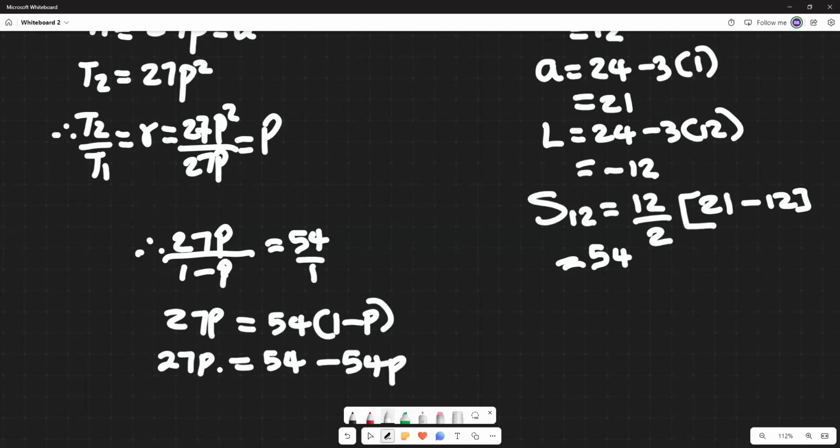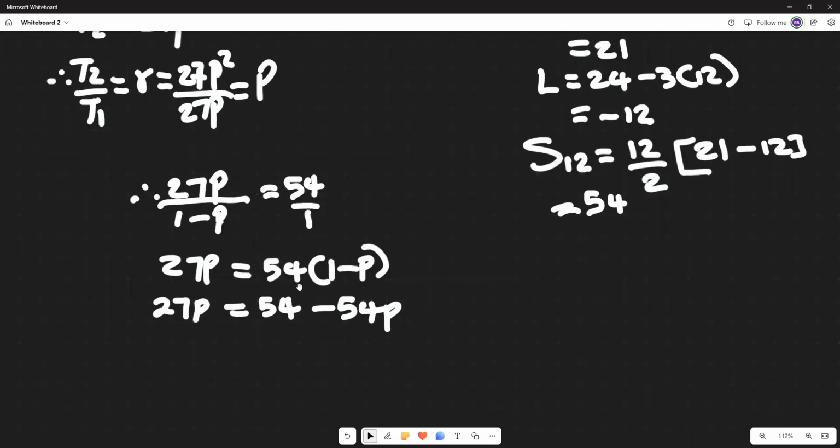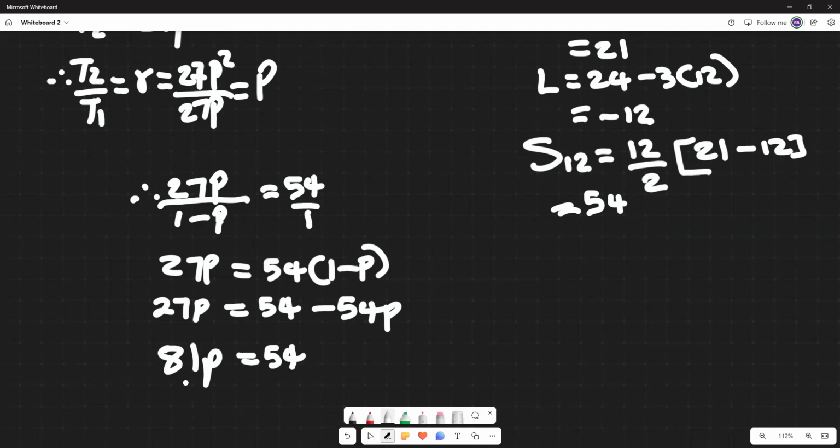All right. Then you take p to that side. Now let's see, you're going to have 27 plus 54. What does that give us? That gives us 81p. So you're going to have 81p equals 54. And then you can divide by 81 on both sides. So 54 divided by 81, you get 2/3, which is your r. Remember, your r is p, and you can see that this is true, because your r is 0 point something, which means you can have the sum to infinity. That makes sense.